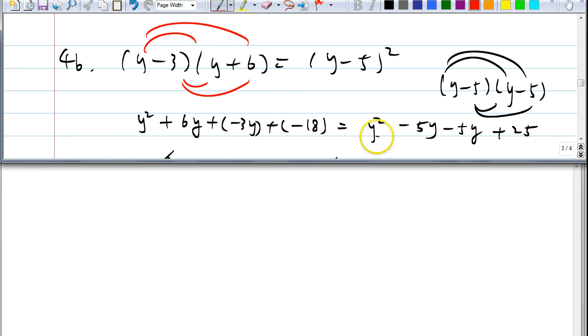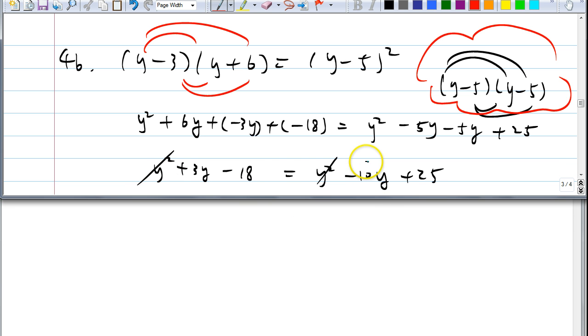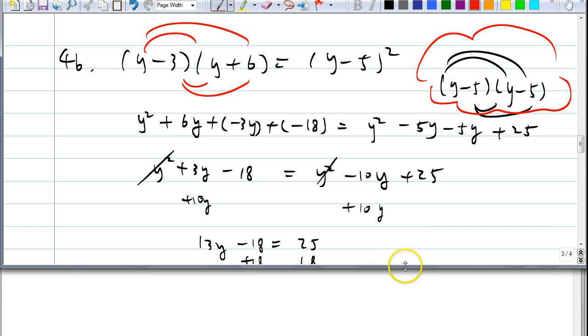On the right side, you get y squared minus, right? I actually wrote it separately. Y minus 5 times y minus 5, right? Y squared, kind of on the side. Minus 5y, and then negative 5y again, plus 25. So you should have gotten this. What happens with the y squared on the left, y squared on the right? They cancel out. You can subtract both sides by y squared, right? And then you have together the y. So I'm going to add 10y to both sides. Don't you get 13y minus 18 equals 25?